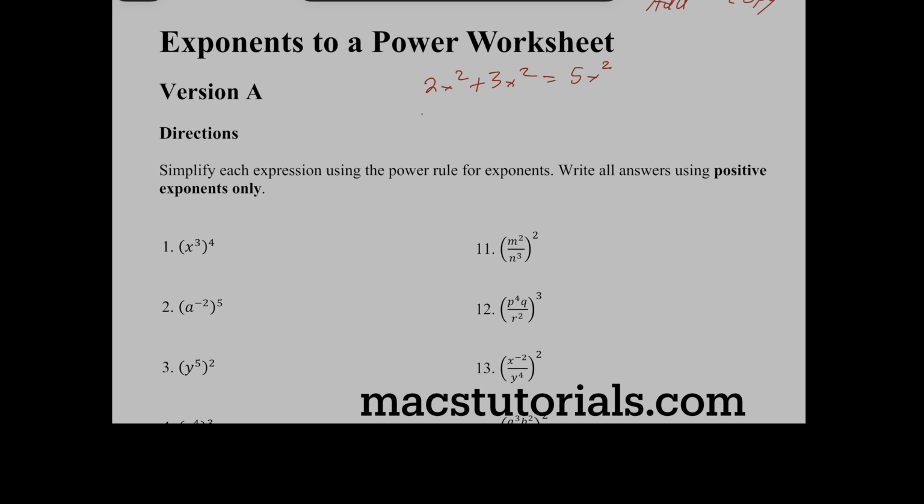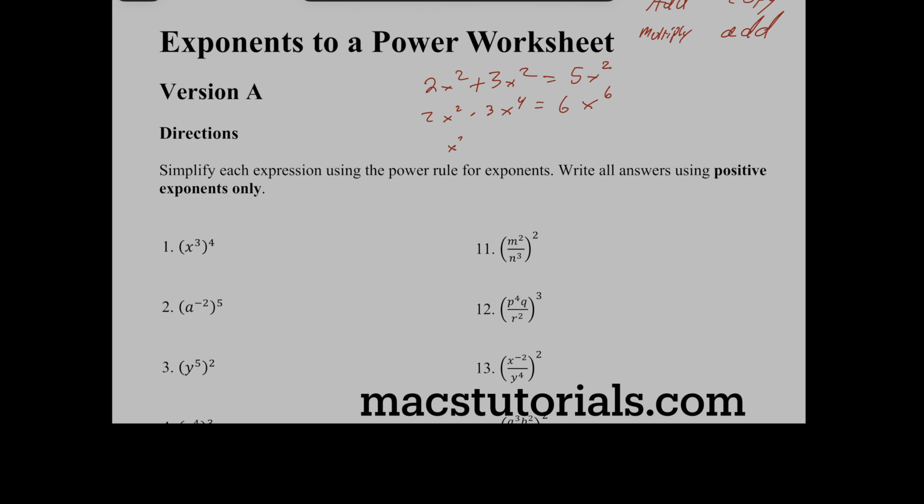Okay, and then we learned this. 2x squared times 3x to the fourth, okay? And we learned when we do that, we're going to multiply that. What are we going to do with the exponent, though? And here we add. So when we multiply, we add the exponent.